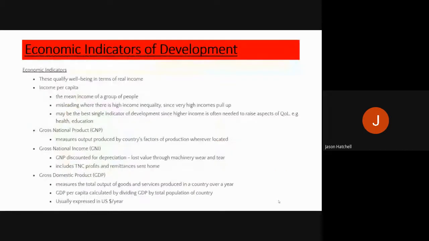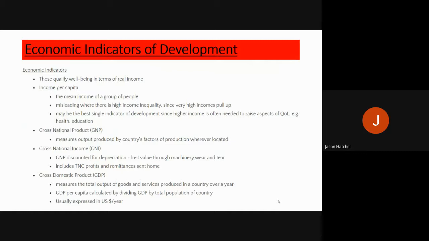And just some ideas on economic indicators then of development. So we've got a list of them on screen for you. And essentially, the idea of economic indicators is that they measure well-being and real income. So we've got income per capita, of course, which is the average earnings per person in a nation. We've got gross national product, which is the output of a country, what's produced by it. We've got gross national income, which is the same as GNP, but depreciation is discounted from it.